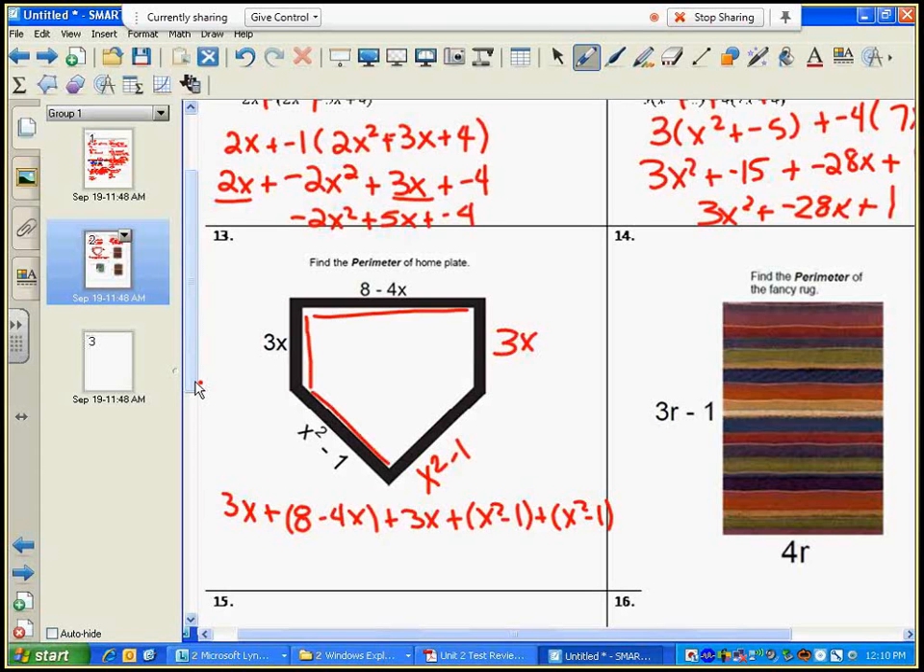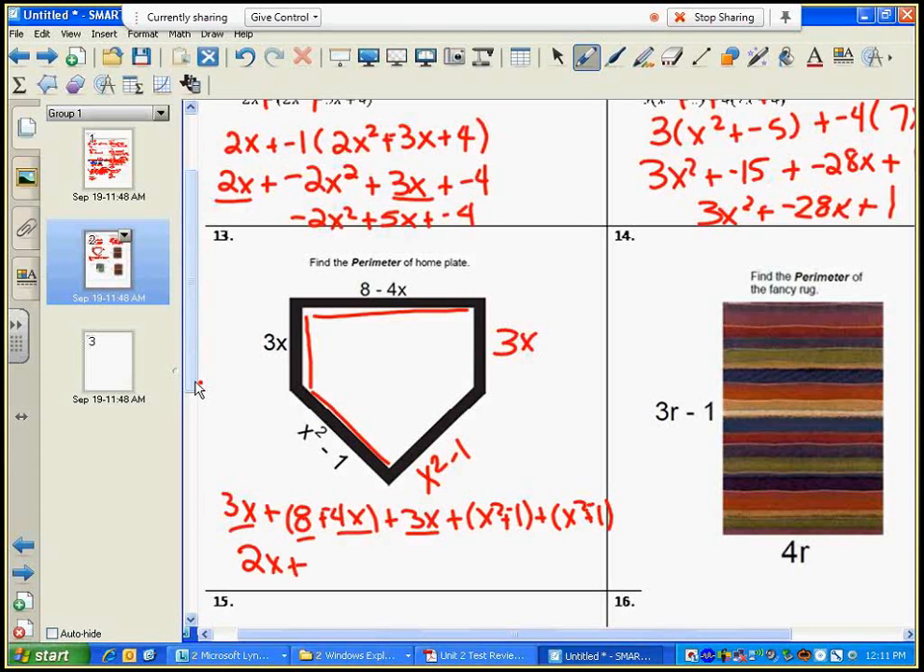Just adding everything. I'm going to do my x terms first. 3x plus negative 4x gives me negative 1x. Negative 1x plus 3x is 2x. Those are the x squared terms, nothing is combined with the x terms. So I'm left with 2x.